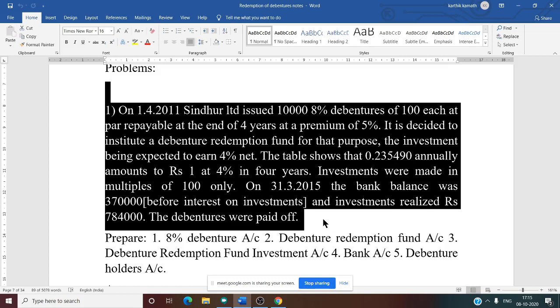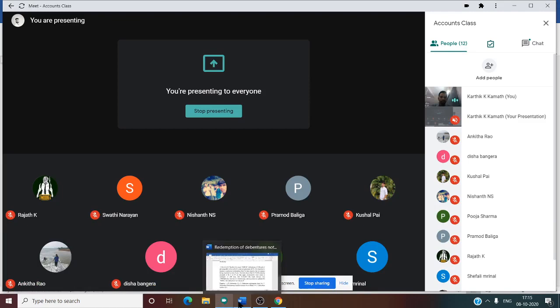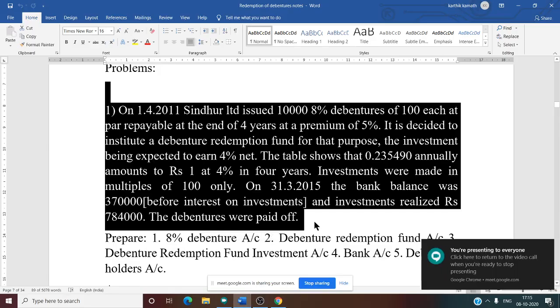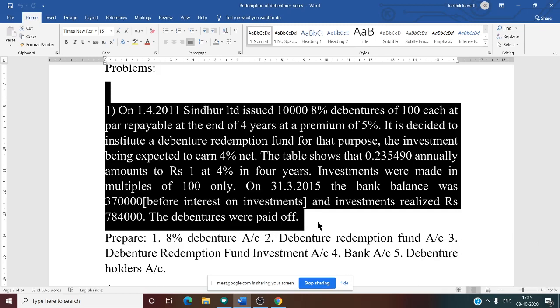On 31/3/2015, the bank balance was 3,70,000 before interest on investment. That means in the bank balance at the end of the last year, 2015, the interest is not included. So last year's interest on investment we need to add in the bank account. And investments were realized at rupees 7,84,000. What is that 7,84,000? It is the sold amount. Investments are sold at 7,84,000. That is directly given in the problem.